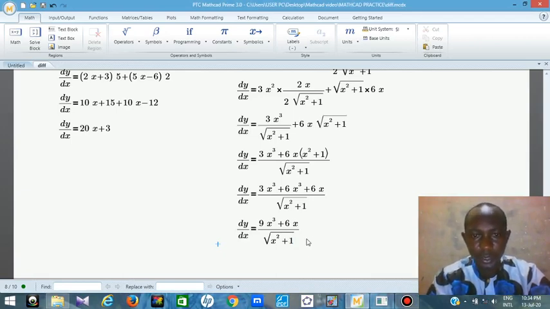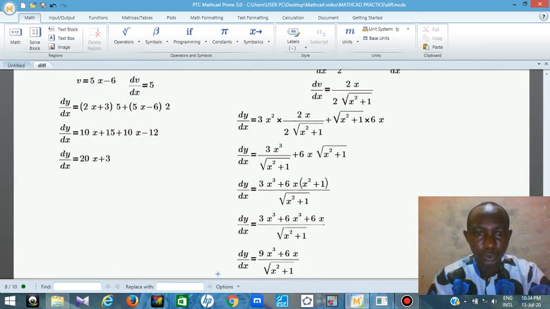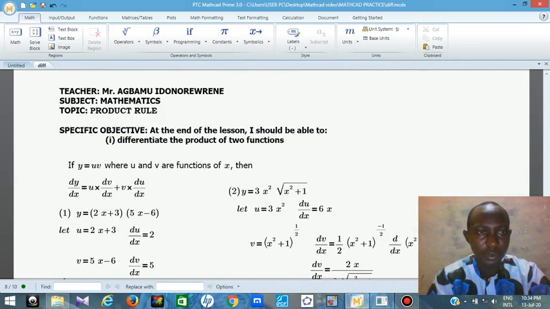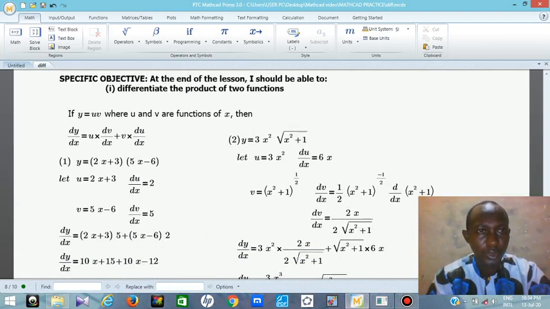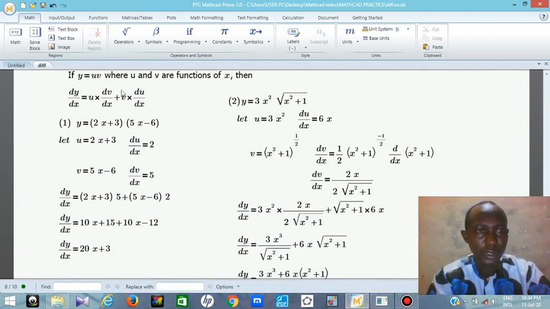So take note of that. This is all about product rule. Follow everything we did today. Product rule, following the rules. Take note of the condition for product rule. Take note of this example. If you actually expand this bracket before solving, you will still get the same answer after differentiating.